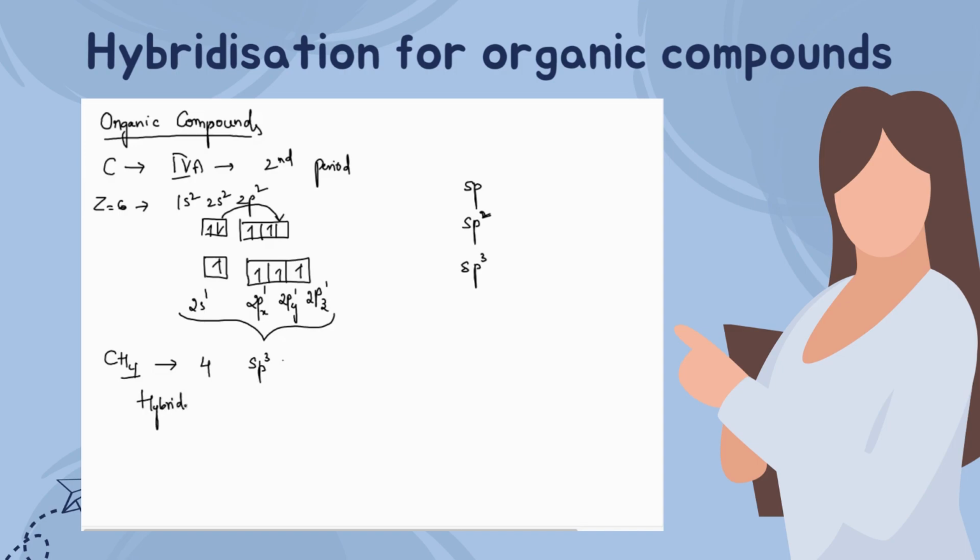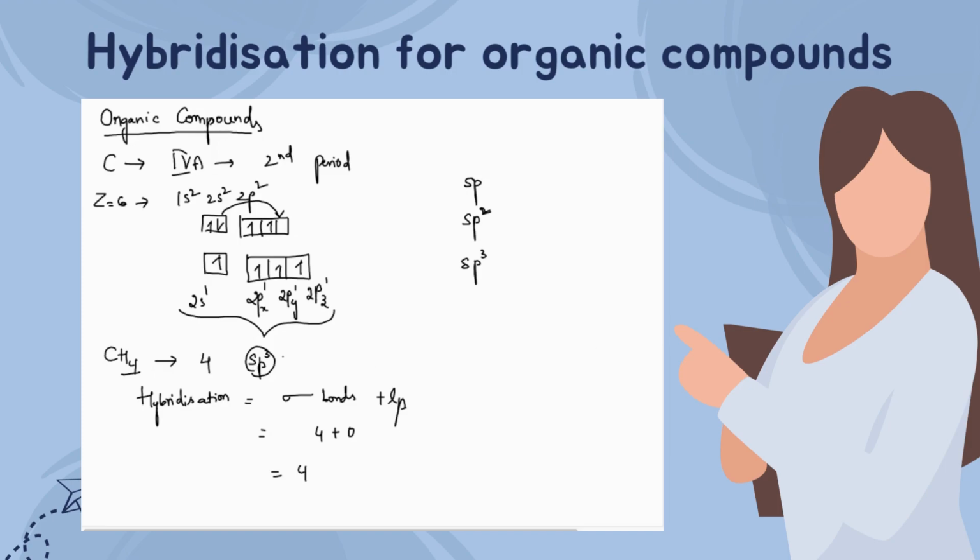Hybridization is equal to the number of sigma bonds plus the number of lone pairs. In the case of methane, there are 4 single bonds with 0 lone pairs. So it is 4 plus 0, equal to 4. So the hybridization of carbon in methane is sp3.